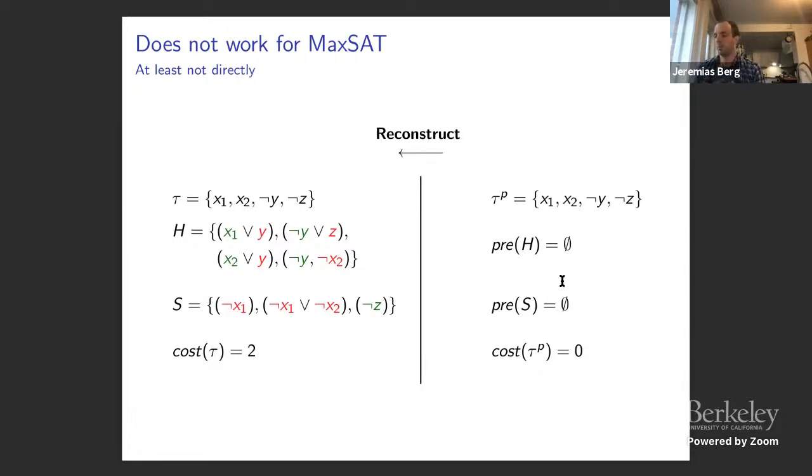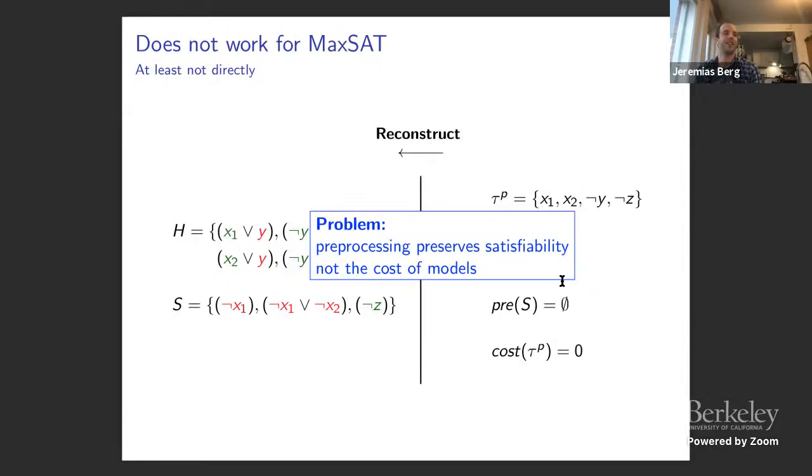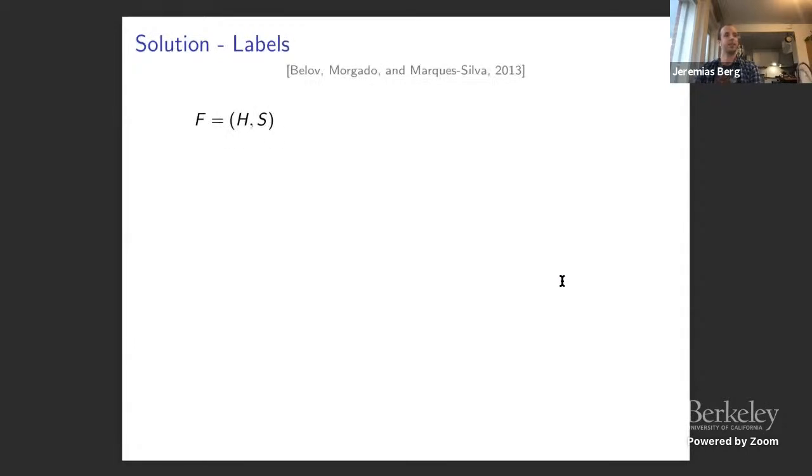And one possible way of fixing this problem. Well, as we heard Benjamin say, the problem is essentially that preprocessing preserves satisfiability. It does not preserve the cost of models, or in some cases, not even the same models. And how do we fix this? Well, there was a paper from Bello et al. in 2013 that proposed the use of so-called labels. These labels have many names. They can also be called assumption variables or reification variables or blocking variables, depending on in which context you're working.